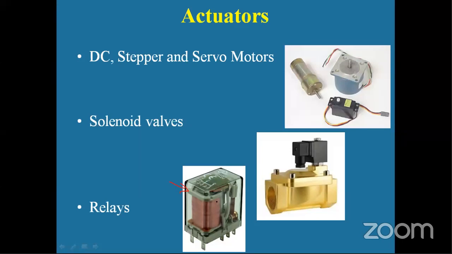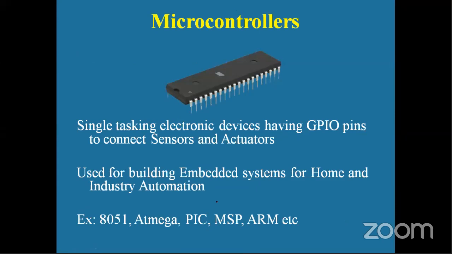So we have DC motors, we have solenoid valves, we have relays. These are only some examples of actuators. Next, the main and the most important topic is a microcontroller. What is a microcontroller? I'll first read out what is written here on the slides, and then I will explain my concept of a microcontroller, in the sense of how I have understood it.